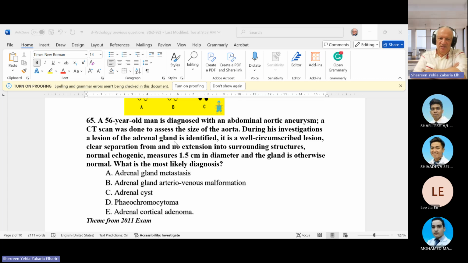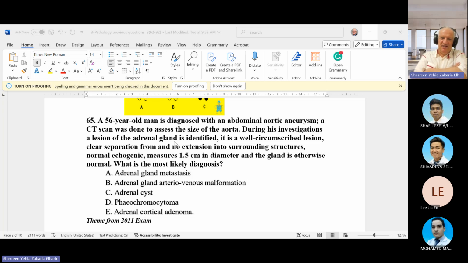Normal echogenicity, so it is benign. It measures 1.5 cm, so it is not big. And the gland is otherwise normal. What is the most likely diagnosis? So this is a mass in the adrenal and it is benign. So of course it is adrenal cortical adenoma.